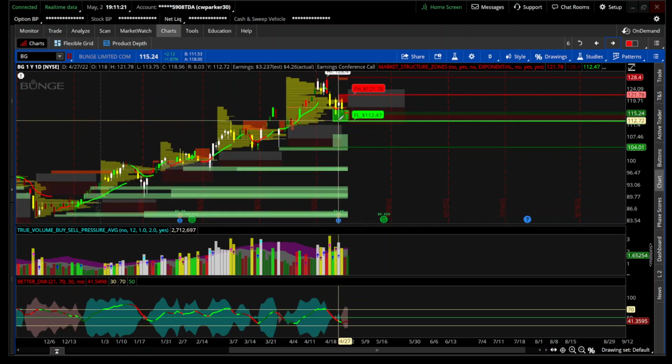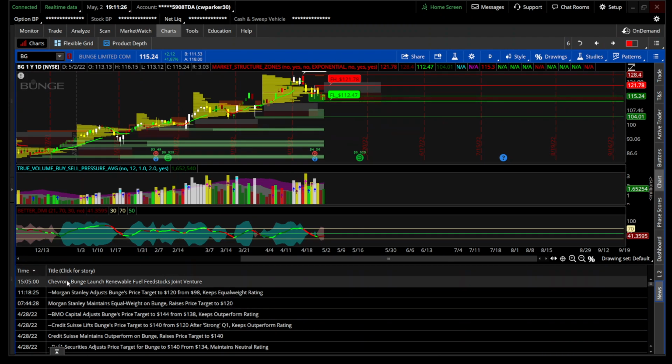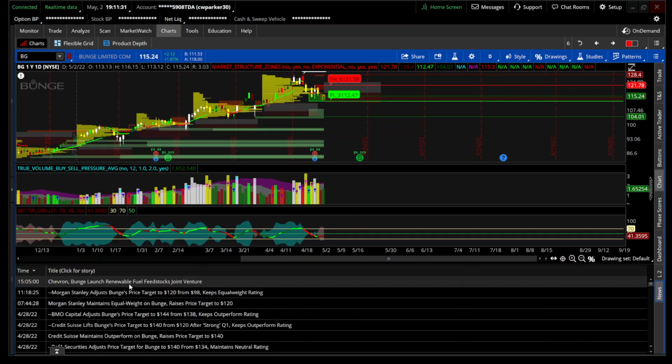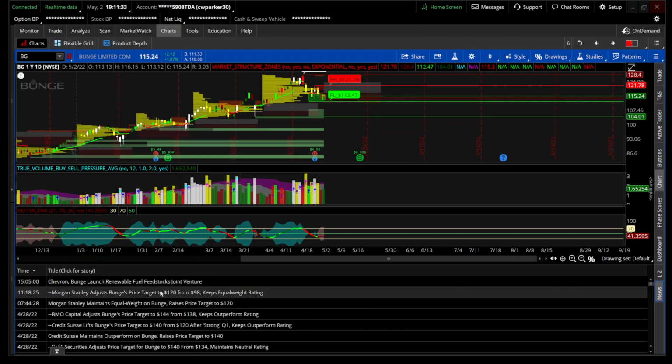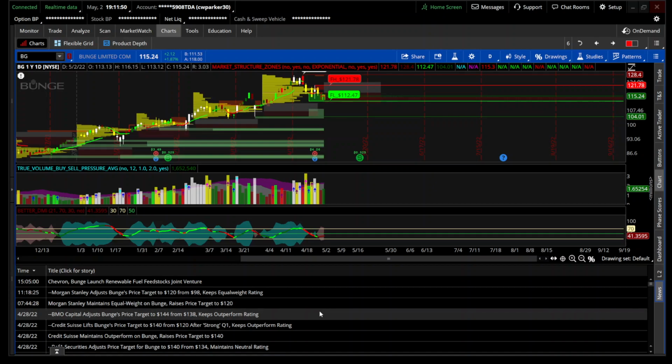Its RS number is 70 something. And joint venture, so renewable fuel feedstock joint venture. Price target to 120 from 98. So it probably got an upgrade, and they're raising. Yeah, it got an upgrade. They're raising their price targets, but it's already 120. I guess they had a 98 one, but that's Bunge Limited.